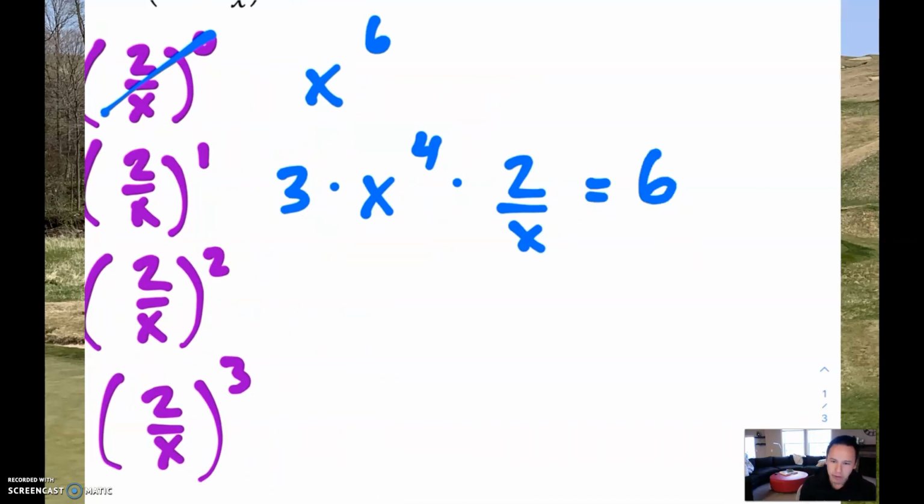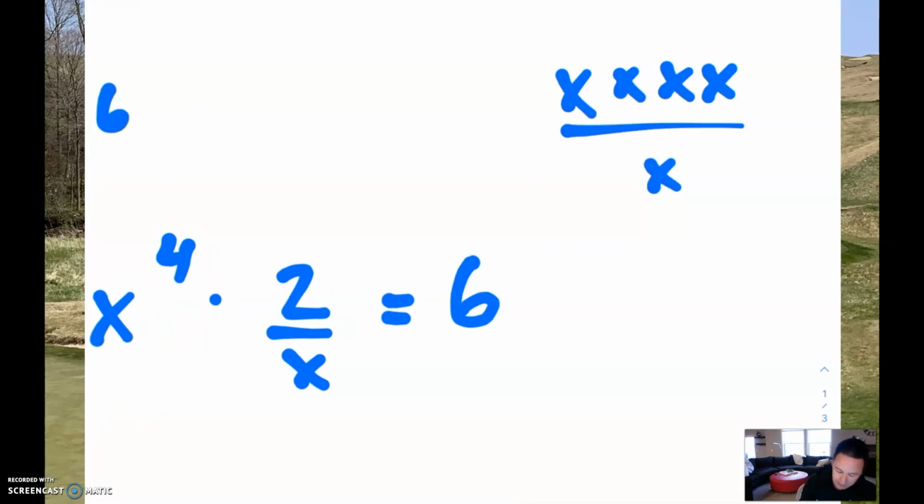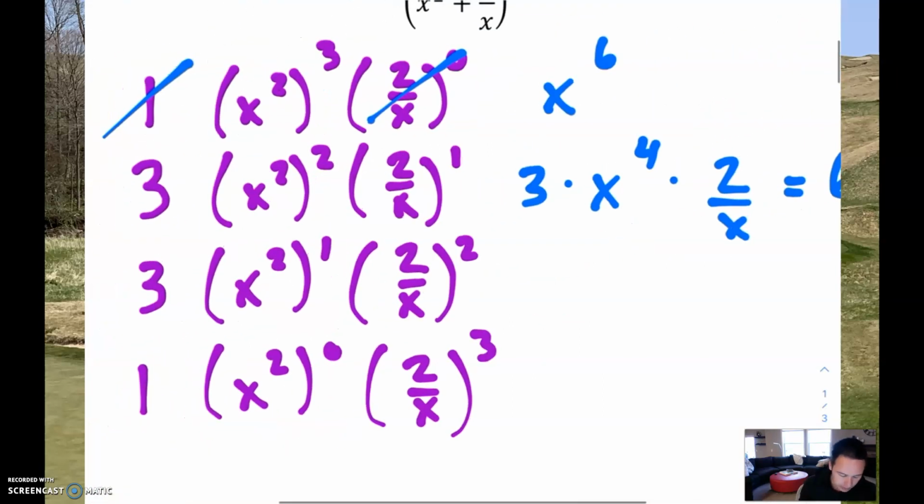And now you might be wondering how to deal with this: x to the 4th with an x on the bottom. Well, x to the 4th, what that means is 1, 2, 3, 4. And x on the bottom, 1 x on the bottom. One of them is going to cancel out. So you're left with a grand total of x to the 3rd power. So if there's 4 on top, 1 on the bottom, 1 will cancel out, and you're left with 3 of them on the top. We'll go ahead to the next term.